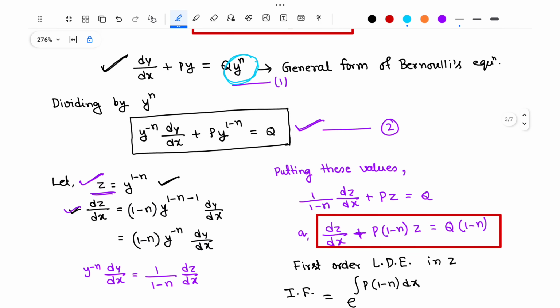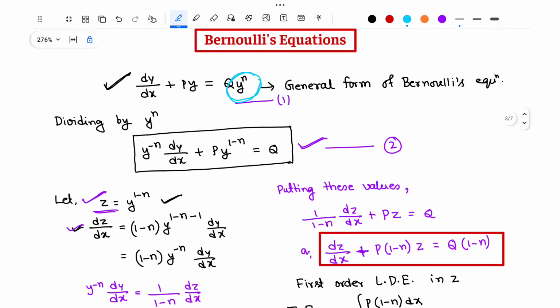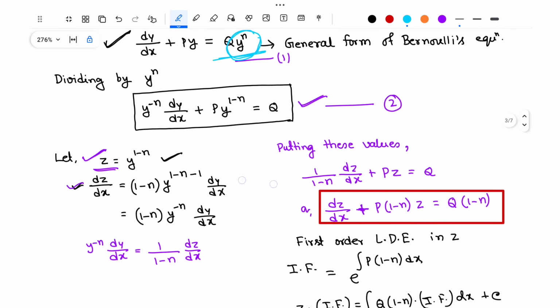What is the process? First, you cannot have any dependent variable term on the right hand side. So you have to divide by the dependent variable term which is on the right hand side. Here you have y to the power n, so you divide by y to the power n. If there is sin y, you divide by sin y. If there is cos y, you divide by cos y. This is the first step.